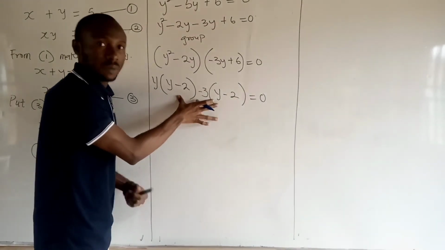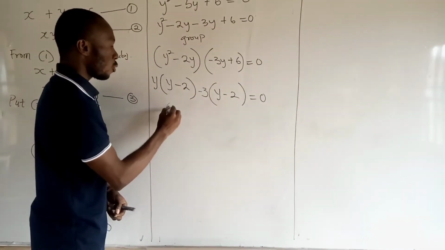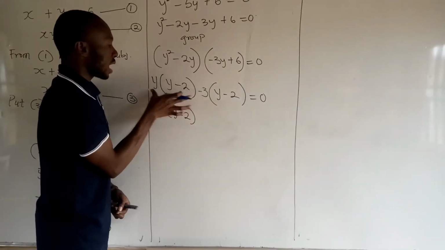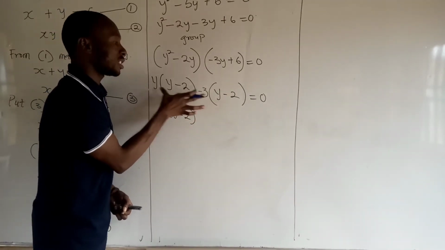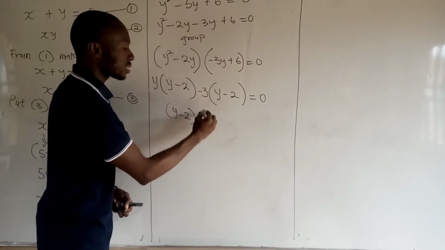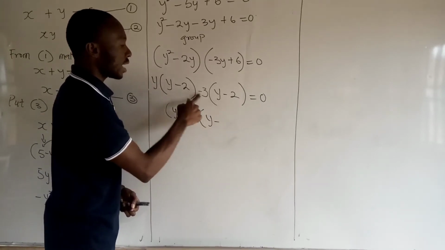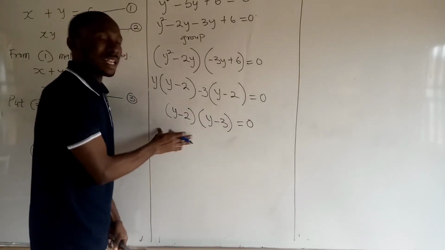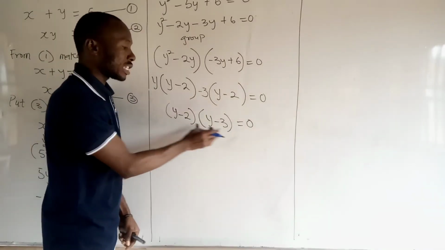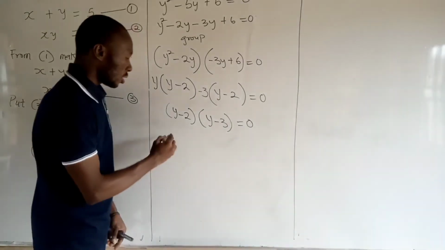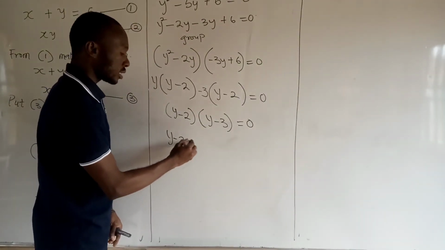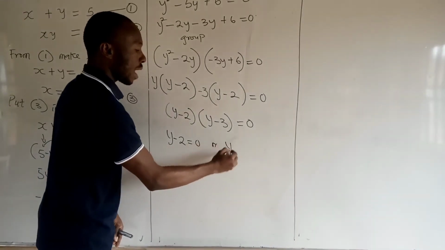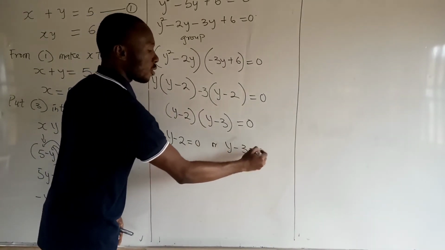So we'll convert them to one factor. So I have y minus 2 as this factor, and these ones outside, as if to call them the coefficients outside, will be the next factor, which is y minus 3, then equal to 0. Then the next natural thing to do is to equate each of these factors to 0. So I have y minus 2 is equal to 0, and y minus 3 is equal to 0.